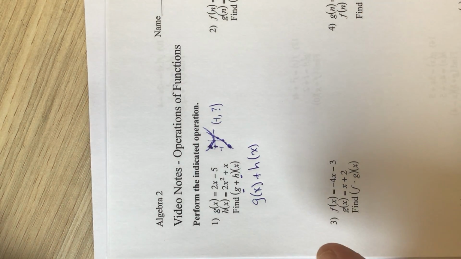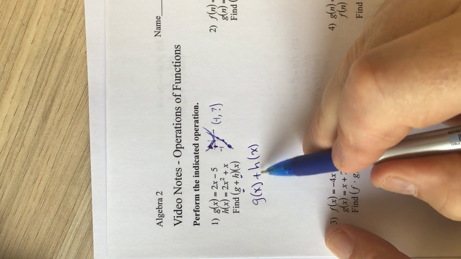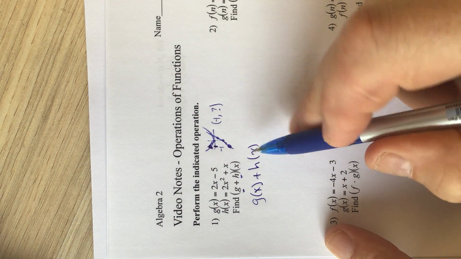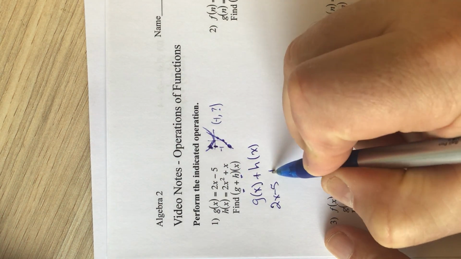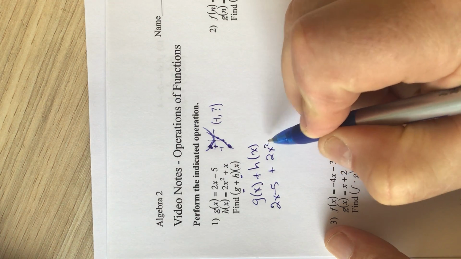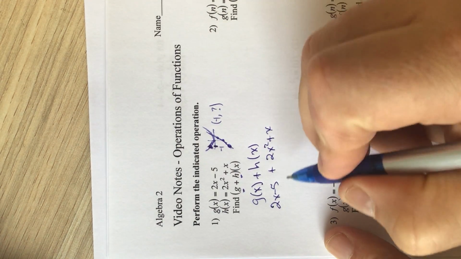Now this is calculus notation. You'll see this kind of notation a lot in calculus. So it's read G of x plus H of x. Okay, well it's just this equation. G of x is 2x minus 5, and then we want to add to that 2x squared plus x, and then just combine the like terms. It really is all that simple.